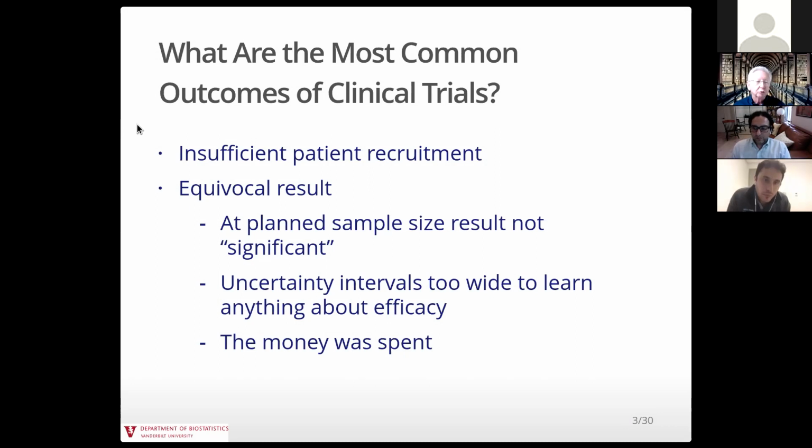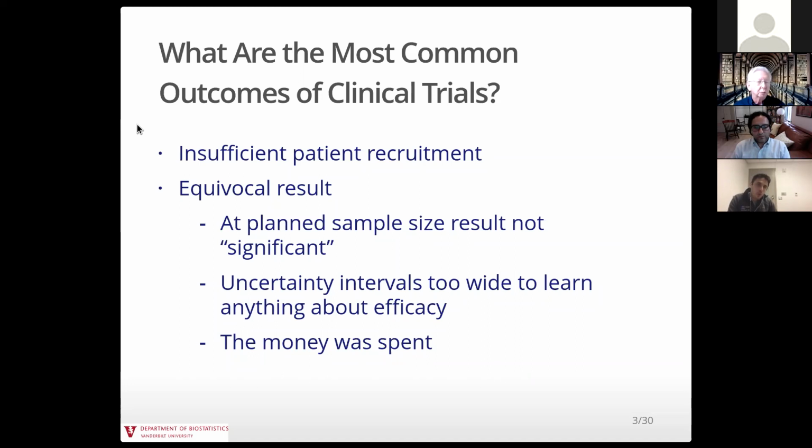And then the second most common outcome is an equivocal result. Equivocal result is really not what you're seeking, because you need the trial to be worth the resources and time that it takes. And so what is an equivocal result? Well, you have some planned sample size and the result is not so-called significant. Whatever significance means doesn't mean very much. And what happens most of the time when we have an equivocal result is that the uncertainty intervals are wide enough that we really haven't learned anything.